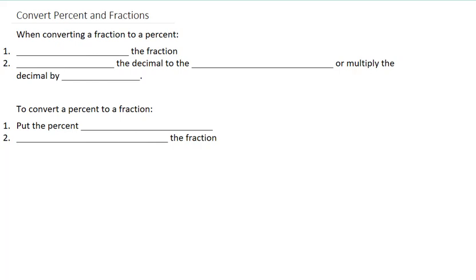Convert percent and fractions. When converting a fraction to a percent, our first step is to divide the fraction. Then we will move the decimal to the right twice, or we can multiply the decimal by 100. Either way will get us to the correct answer for that one.